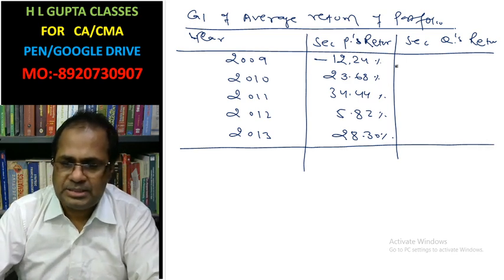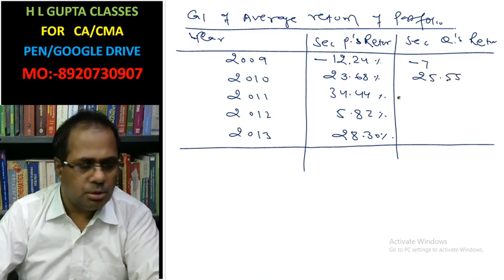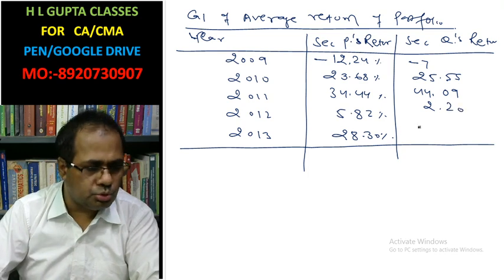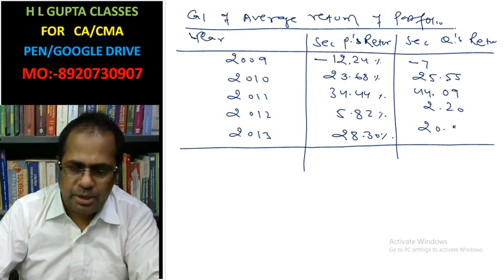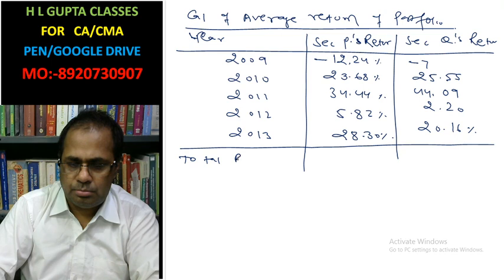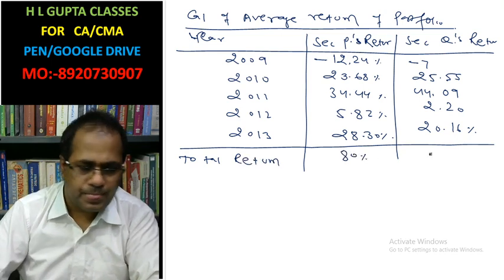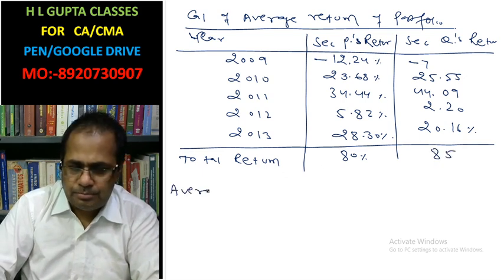For Q: minus 7%, 25.55%, 44.09%, 2.20%, 20.16%. Total return for P is 80% and for Q it is 85%. Now the average return.